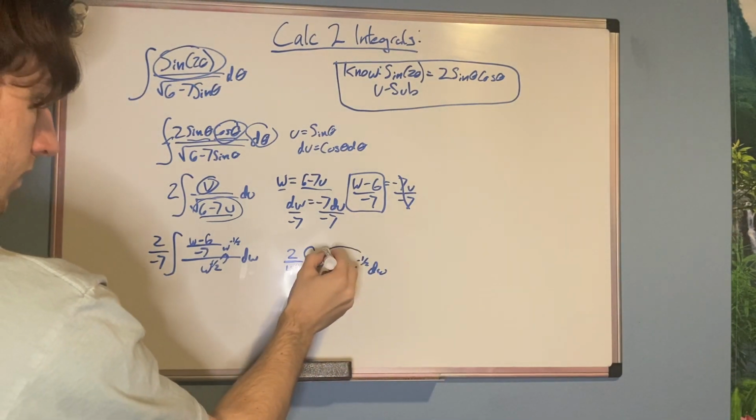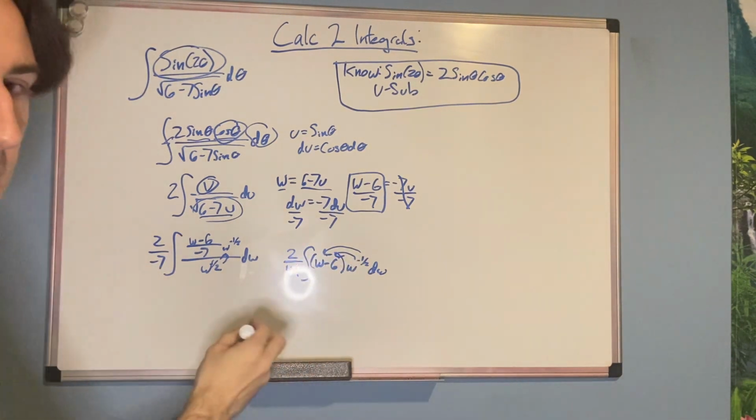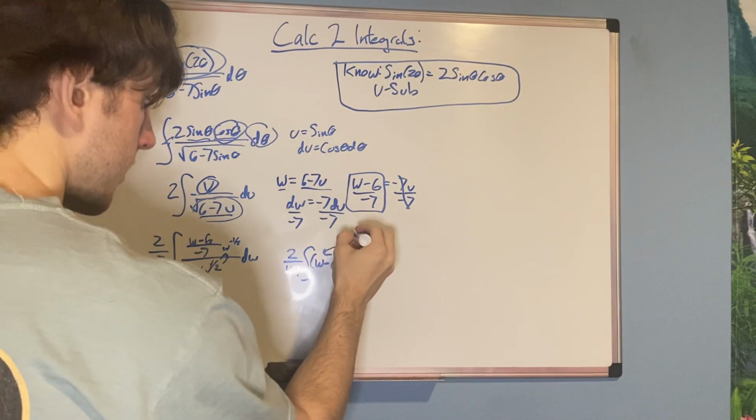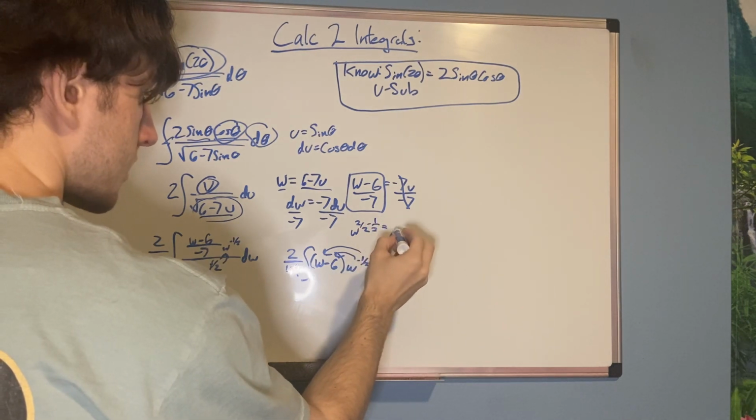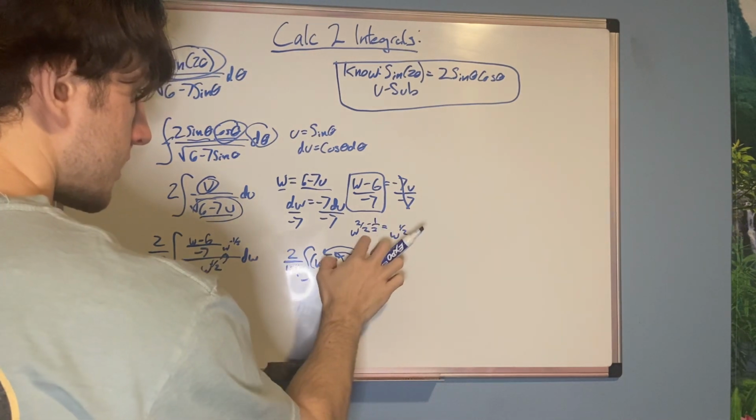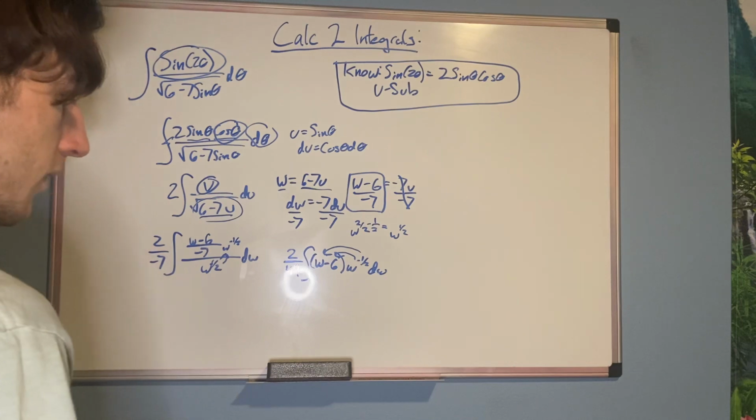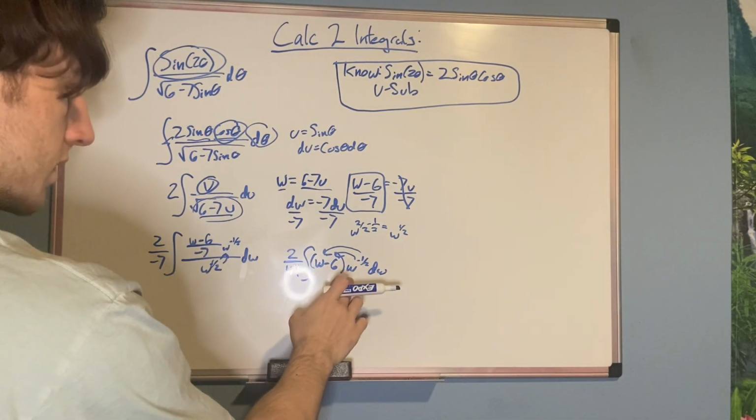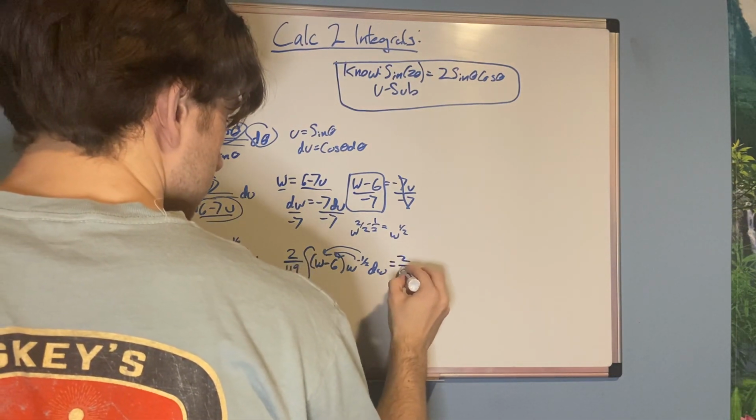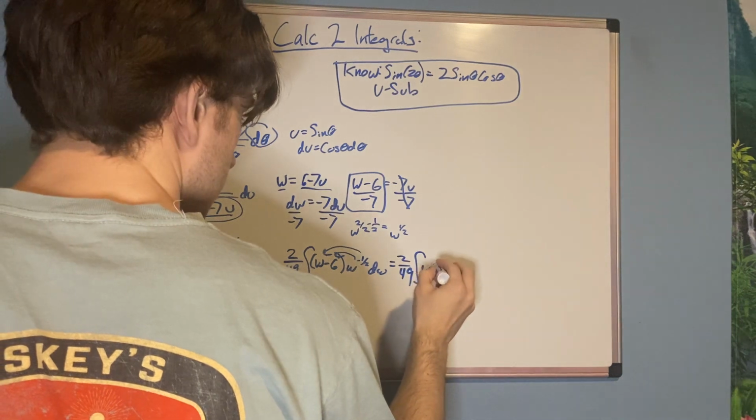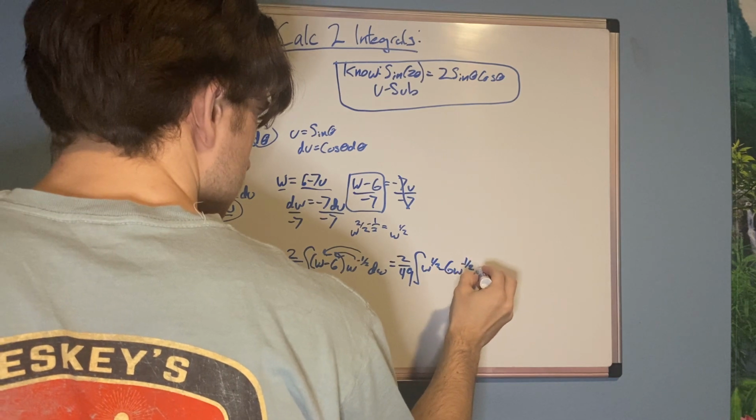Now we can distribute that w to the minus 1/2 to the w. You can think of this w right here as w to the 2 over 2. So we add the exponents, 2 over 2 minus 1 over 2 equals 1 over 2, and this becomes w to the 1/2. And then this is 6 times w to the minus 1 over 2. So let's write everything out. 2 over 49 integral of w to the 1 over 2 minus 6 w to the minus 1 over 2 dw. Okay.